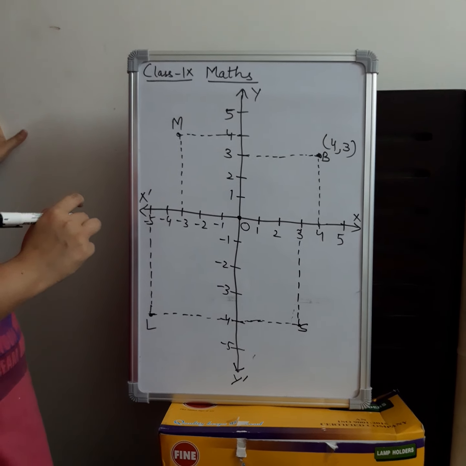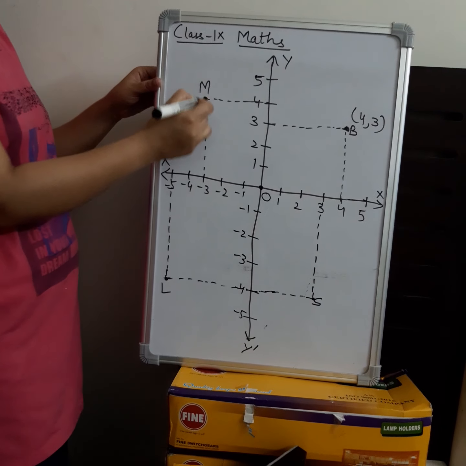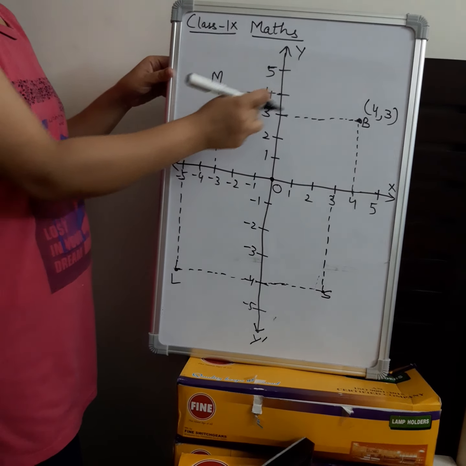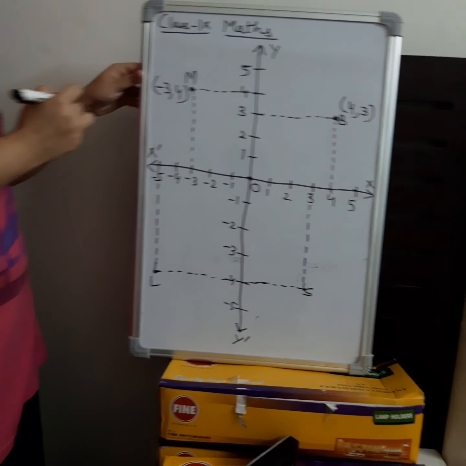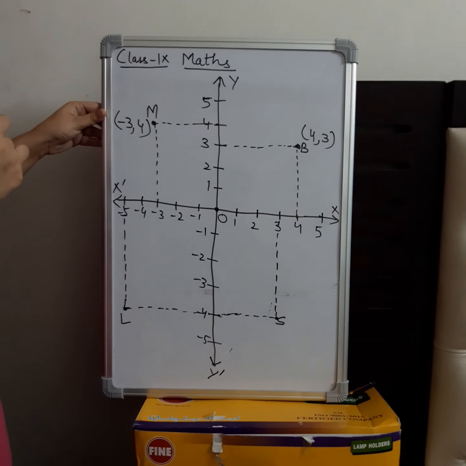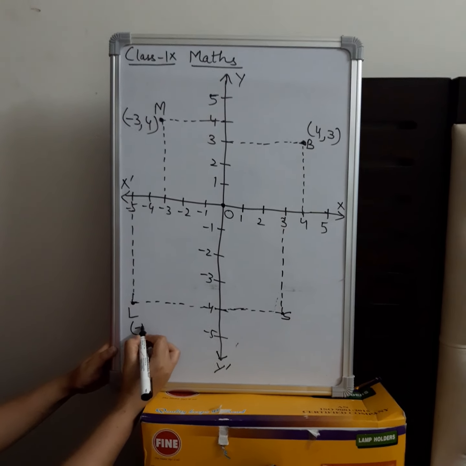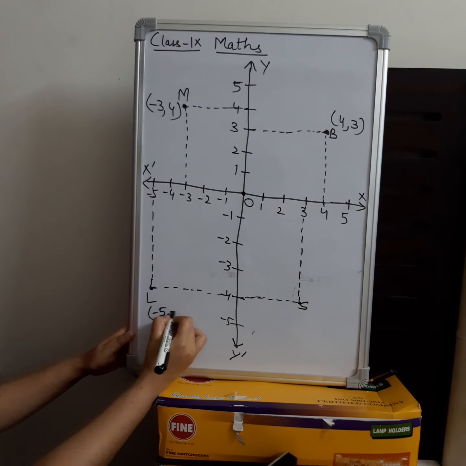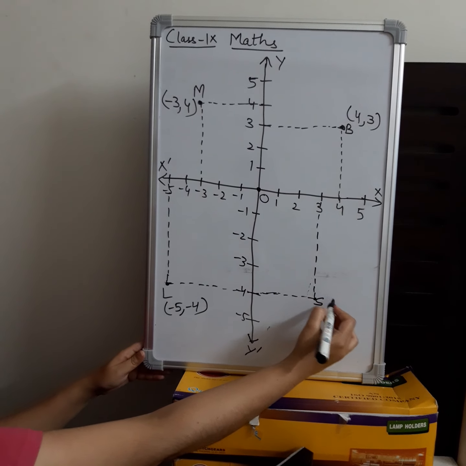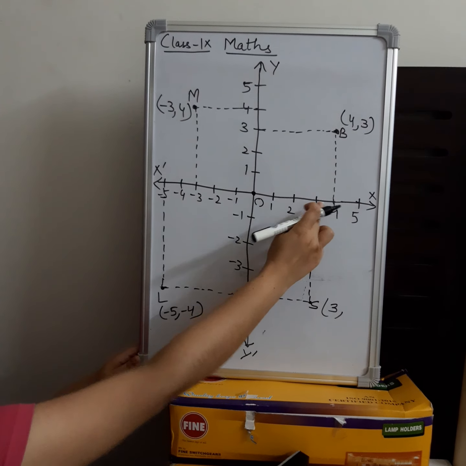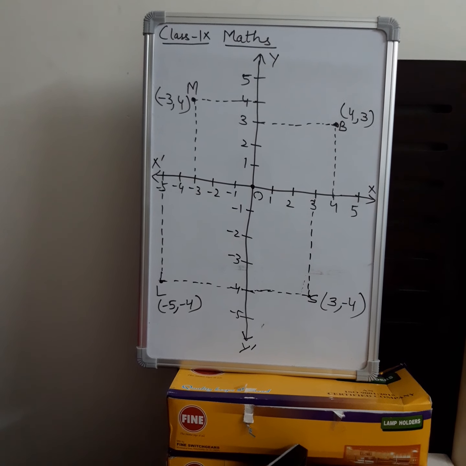Now the next part asks for the x coordinate and y coordinate of point M. What is the value of the x coordinate? -3, and the y coordinate is 4. So (-3, 4). Similarly the next asks for the coordinates x and y of point L. Point L will be (-5, -4). And the last part asks for the coordinates of point S. It will be 3 from x and -4 from y. So this is all about this example.